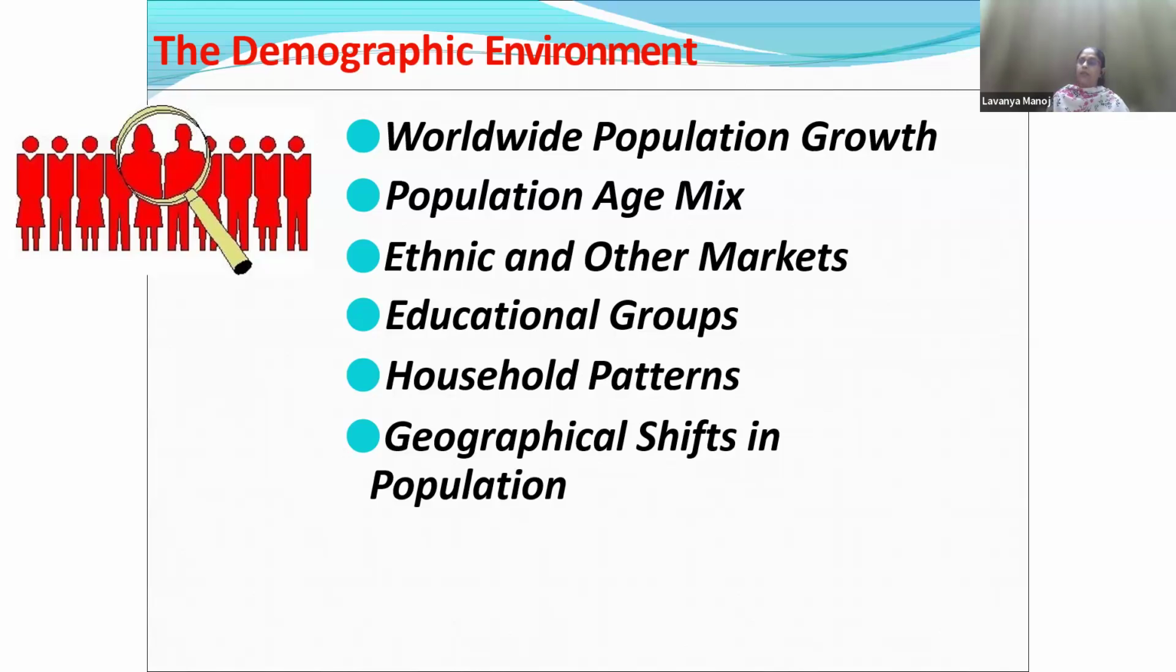For example, take Kerala, at least 40% of the youngsters are now abroad. So only aged people are living here. So geographical shifts in population. So how is this going to help? For example, the last example I told.